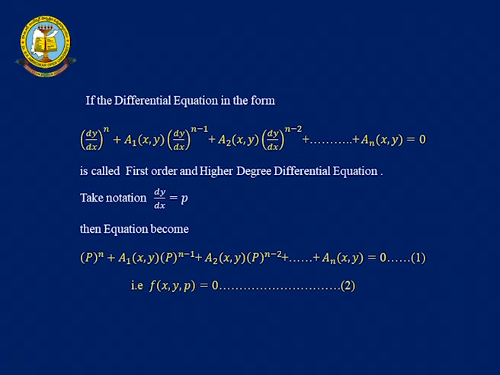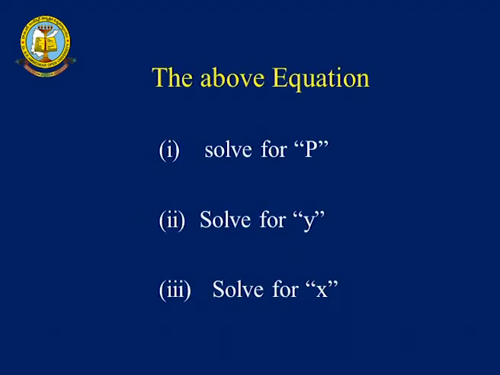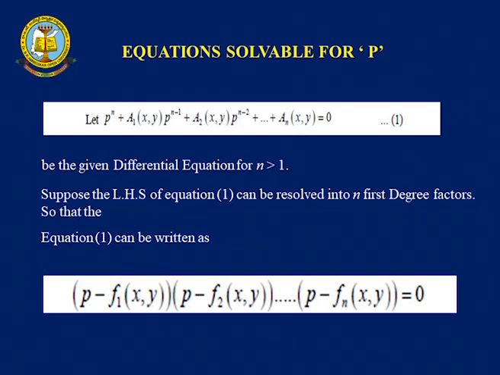Now let us come to equation 2. There are 3 variables, no? So we can solve for p, solve for y and solve for x. If there is an equation in one variable, we can solve for only that one variable, but this has 3 variables. So the equation can be solved for p, solved for y, and solved for x. First let us learn about the equation solvable for p.